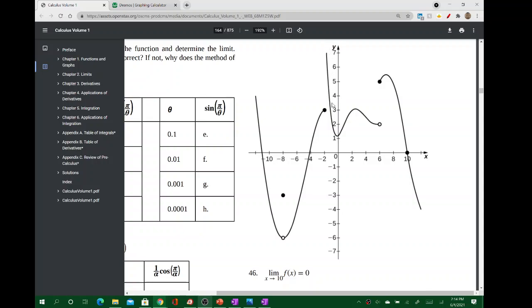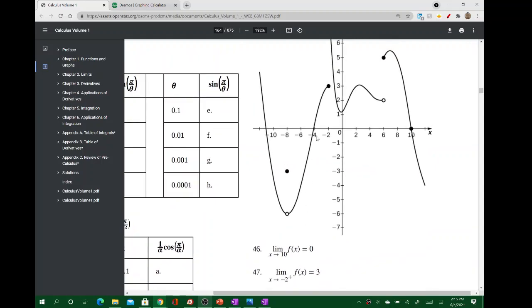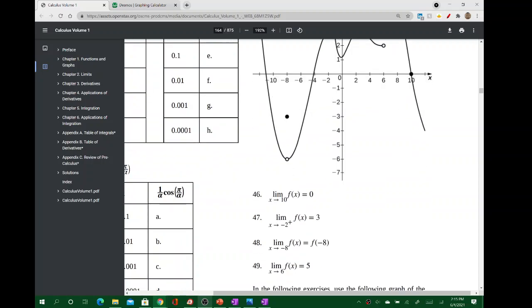Now don't be fooled. This curve here is the limit as x approaches -2 from the left. So number 47 is false, because from the right-hand side it's approaching infinity. From the left, it's approaching 3, not from the right. From the right, it's approaching infinity. So this one is false.